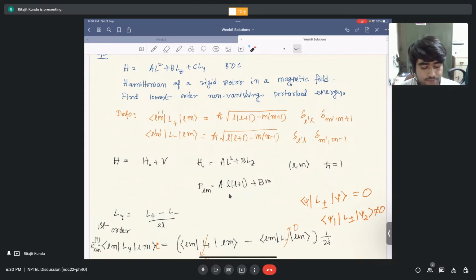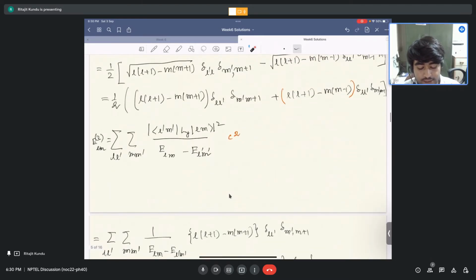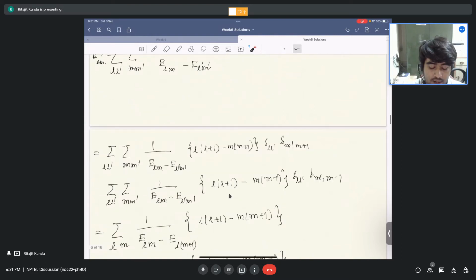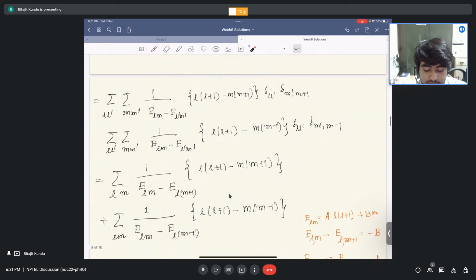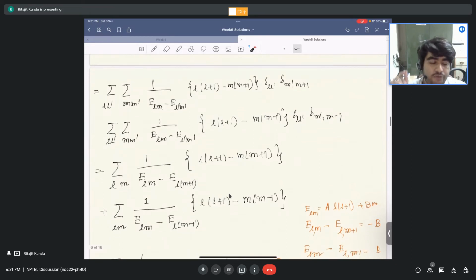Okay, this is the second order correction, and you see very well that the denominator diverges if Lm becomes the same as L prime M prime, so in this summation Lm is different from L prime M prime. We can plug in this matrix element in this expression, and after some little algebra, you can also sum over indices like L prime and M prime, because these are Kronecker deltas. And a Kronecker delta will make only a few elements non-zero, right?